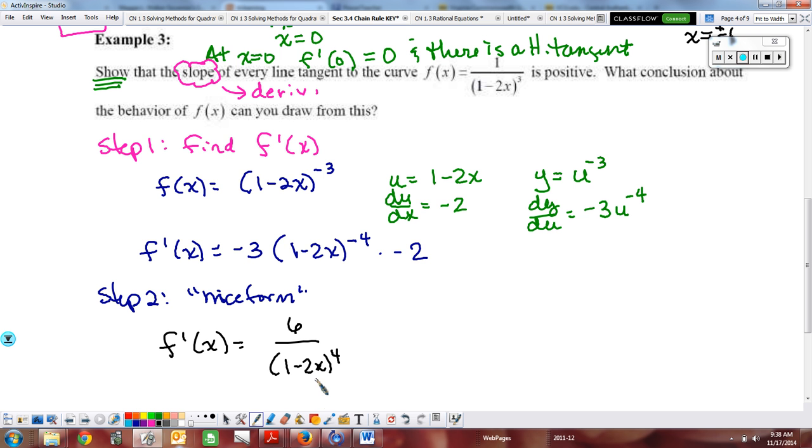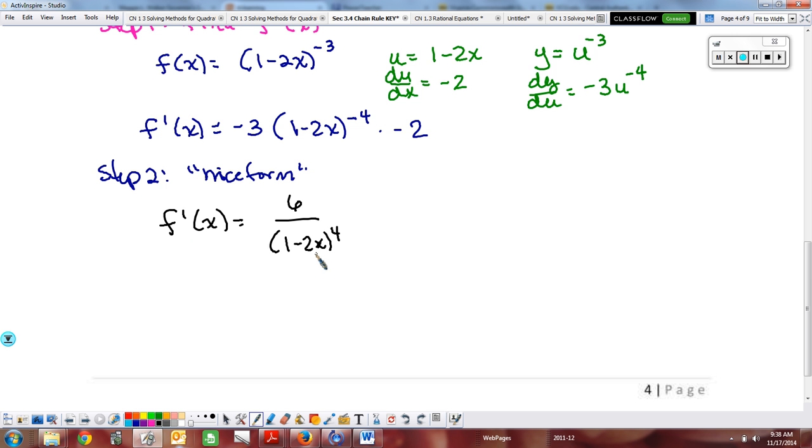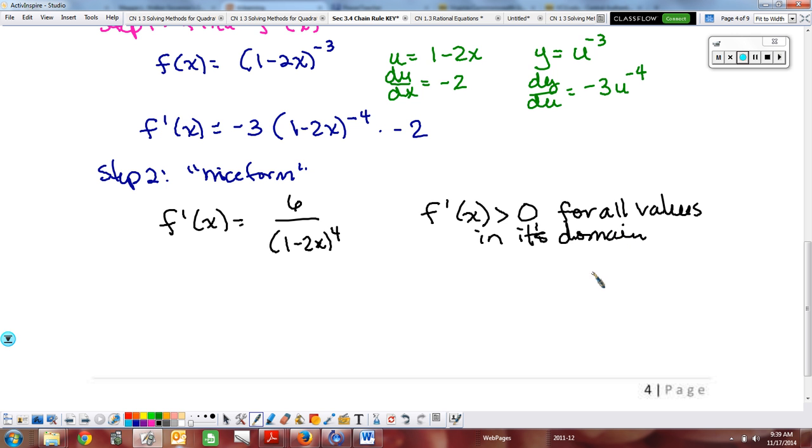Okay. So the first thing is we would like to determine the domain. Now notice that this said the slope of every line tangent to the curve. That's assuming that the tangent line exists. Clearly, hopefully you're looking at this derivative and saying this is always positive when it is defined, because 6 is a positive number and any number raised to the 4th is positive. So right now I can conclude f'(x) is greater than 0 for all values in its domain, basically because you have a positive number divided by a positive number. That's an obvious thing; you don't have to do much justification for that.